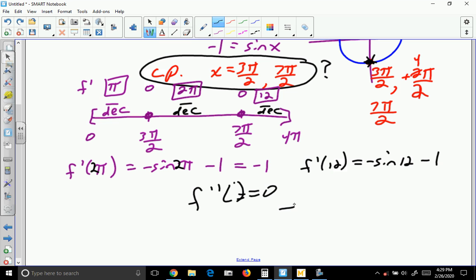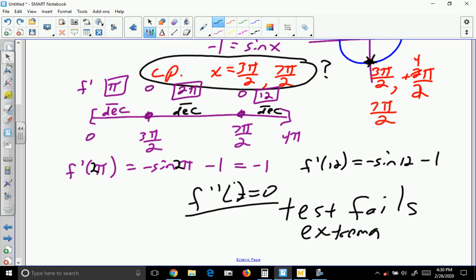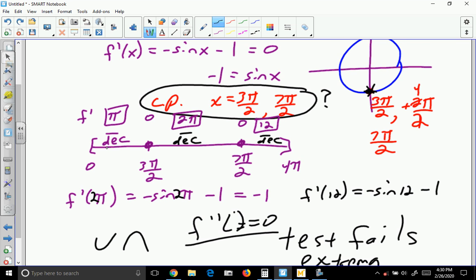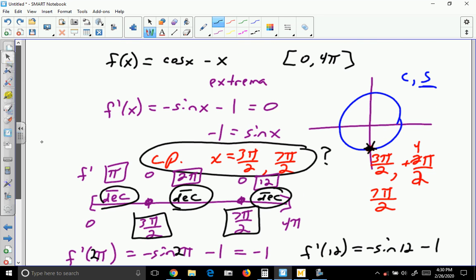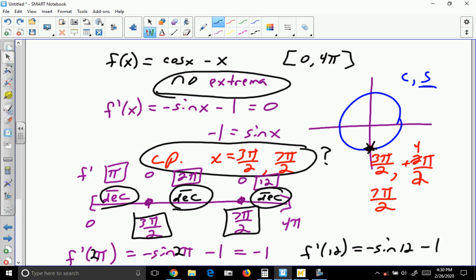So the second derivative test failed to tell us about the extrema because the second derivative was 0. It was neither concave up nor concave down at our critical point. When we did our first derivative test, we were decreasing on both sides of this critical point, so it was neither a max nor a minimum. And we were decreasing on both sides of that critical point, so it was not a maximum or a minimum. So for this problem, there are no extrema inside the interval.